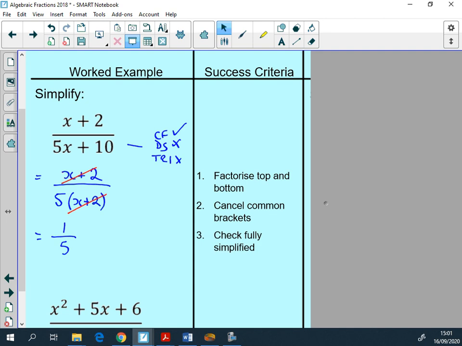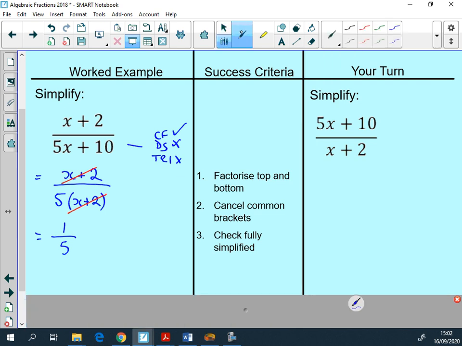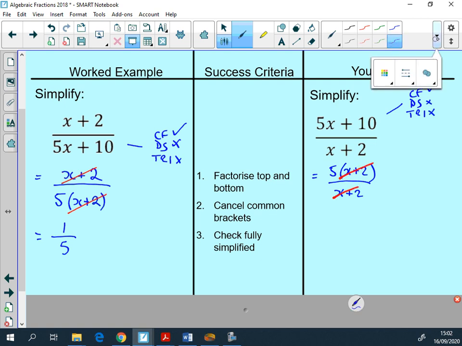Right, there's one on the right hand side for you to try. Take as long as you need, pause the video if you need to, and then press play. Right, the top doesn't factorize, x plus 2 is the same. Now 5x plus 10: common factor, difference of two squares, trinomial. There's a common factor, that's going to be 5, and I'm going to be left with x plus 2 all over x plus 2, no difference of two squares, no trinomial. Cancel out the x plus 2's, and I'm going to be left with 5 over 1.